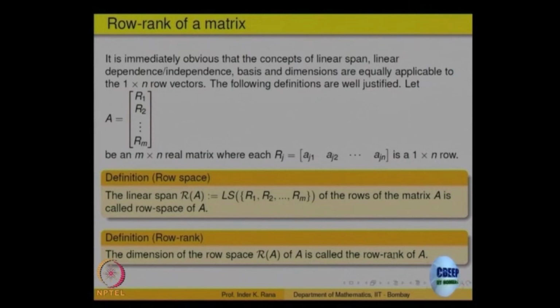Row rank, now we are defining a new term. Earlier we had the notion of rank. So, what was the rank? In the row equivalent form, the number of non-zero rows. Now we are defining something new, but we will show it is actually equivalent to the earlier definition. In terms of vector spaces, look at the row space, the space spanned by the row vectors, look at its dimension, and that dimension is called the row rank of the matrix.